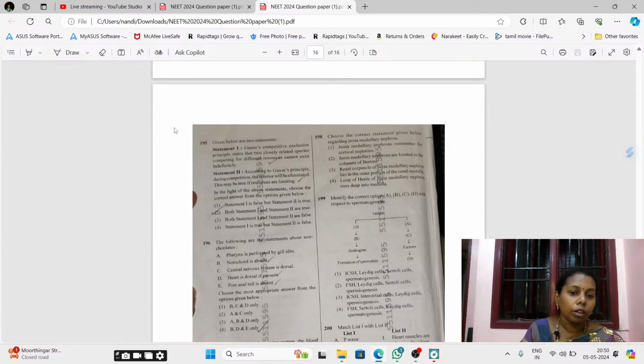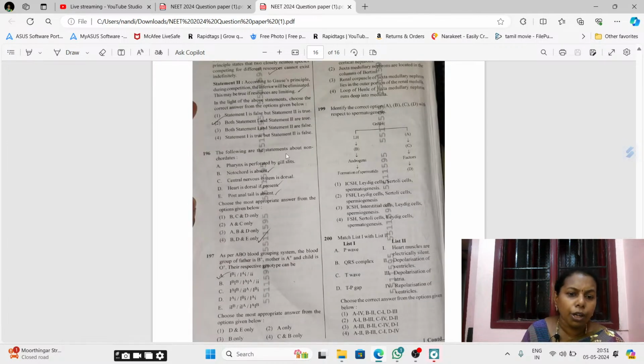195. Gause's competitive exclusion principle states that two closely related species competing for the same resource cannot exist indefinitely. Yes, correct statement. According to Gause's principle, during competition, the inferior will be eliminated, which is also correct. So both statement 1 and statement 2 are correct.